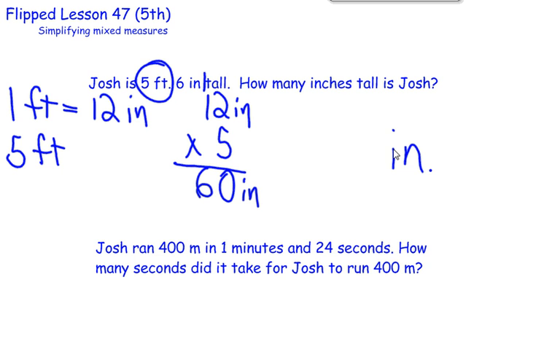However, that's not our total answer, because we can't forget about those 6 extra inches that Josh is. So we're going to add those 6 inches in, and in the end, we're going to get a total of 66 inches. So the answer to the question, if Josh is 5 feet 6 inches tall, how many inches tall is Josh?